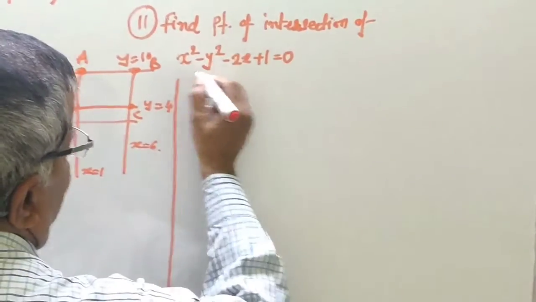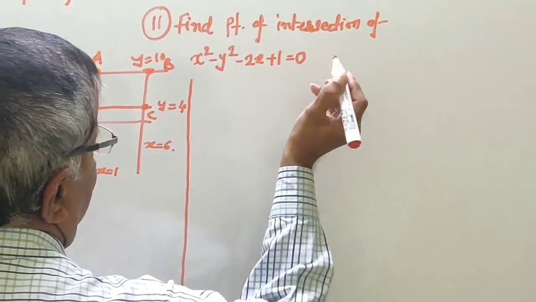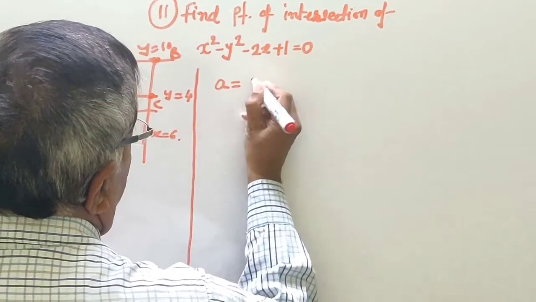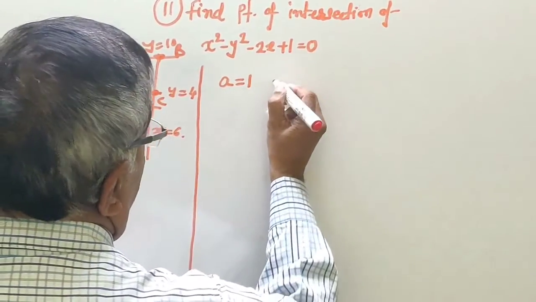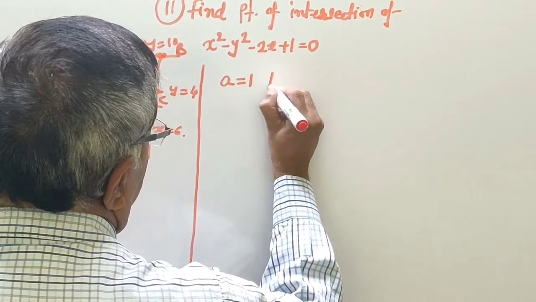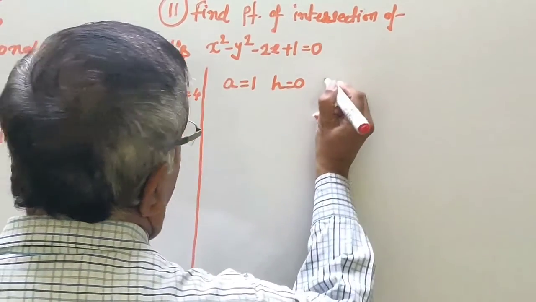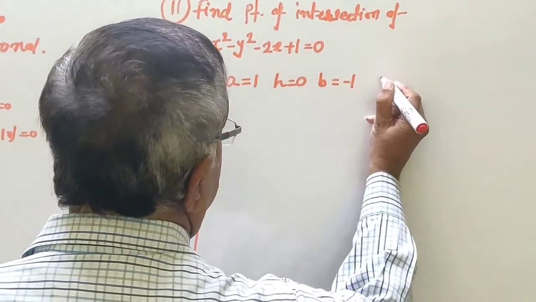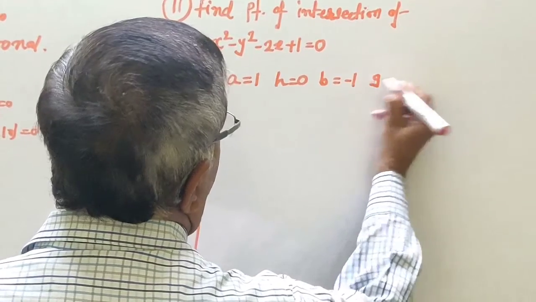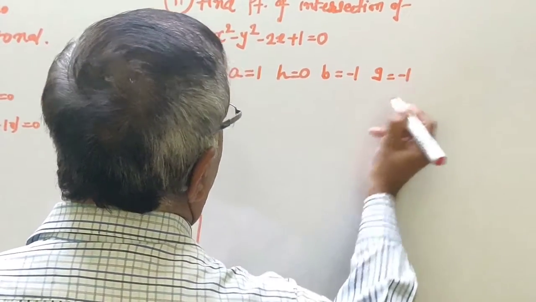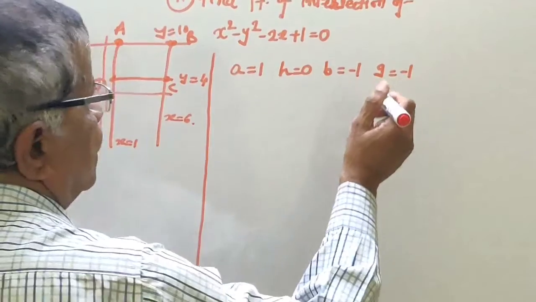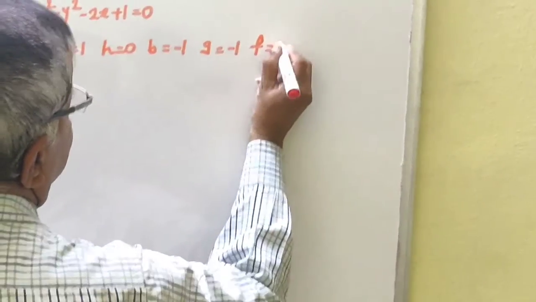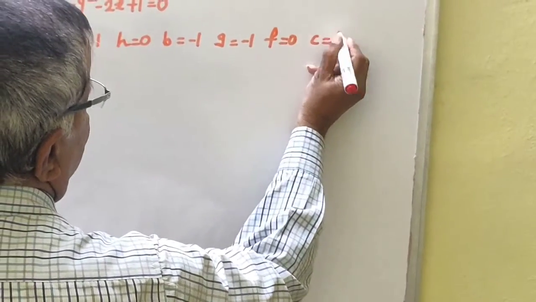The equation is x square minus y square minus 2x plus 1 is equal to 0. Now I will write down the coefficients, comparing them. A is 1. 2h is not given here, which means h is equal to 0. Then b is equal to minus 1. Then g is equal to minus 1, because minus 2 divided by 2 is minus 1. Again f is not given, which means f is 0, and c is equal to 1.